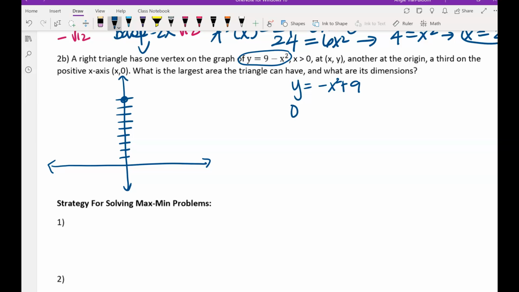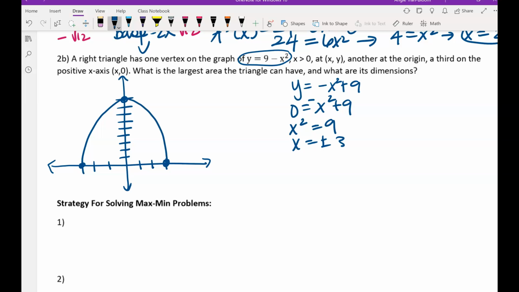I need to find the x-intercept, so y equals 0. That's x squared equals 9, x equals plus or minus 3. We're not dealing with lengths yet. I'm just sketching out the parabola here so I can draw my triangle. Okay, so that's the curve.